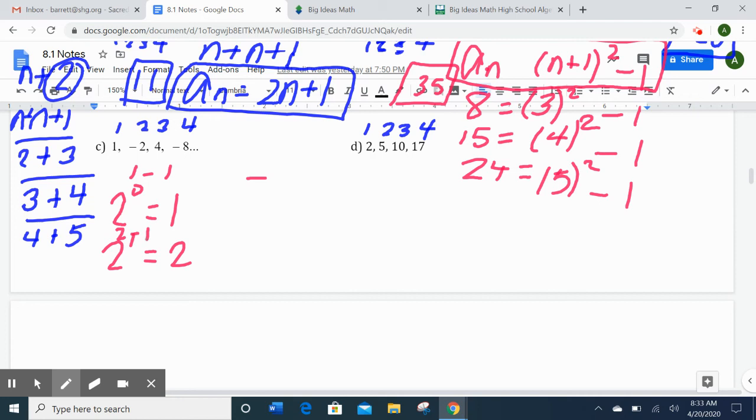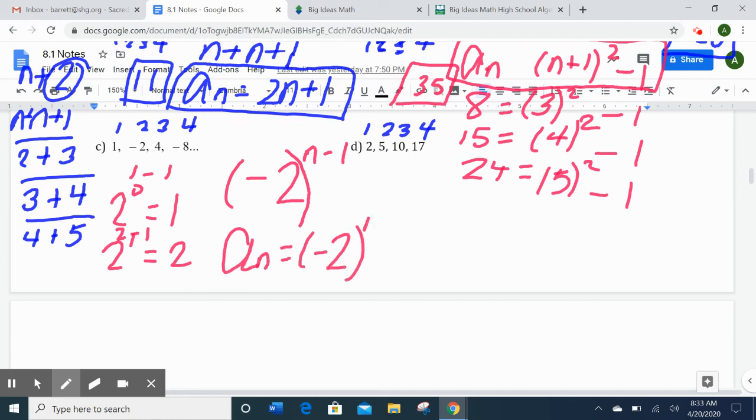So it looks like they took the number -2, and they raised it to the power of n minus 1. And in order to account for the fact that every other term is positive, I'm going to put that -2 in parentheses. So the rule is that a sub n equals (-2) to the n minus 1. And so the next term would be (-2) to the fourth power, which is a positive 16.